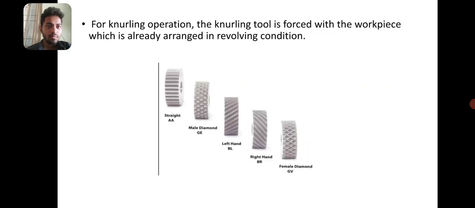Here they are showing in this figure different knurling patterns. The patterns are very different. The first one is straight knurling, and then male diamond shaped left hand, right hand, female diamond. Knurling is used for gripping purposes, where we can see in scribers and other hand operated tools.